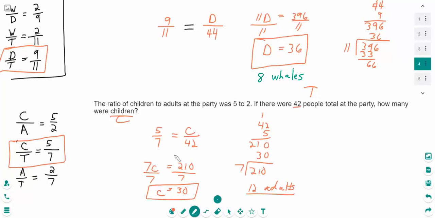I think we will actually stop there, and you can work these out in your seat work, and we will continue tomorrow.